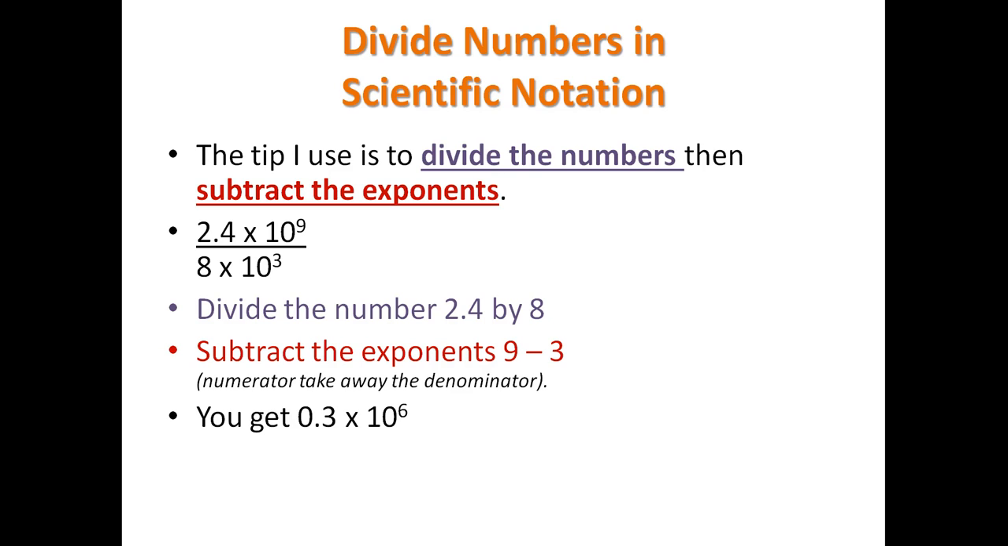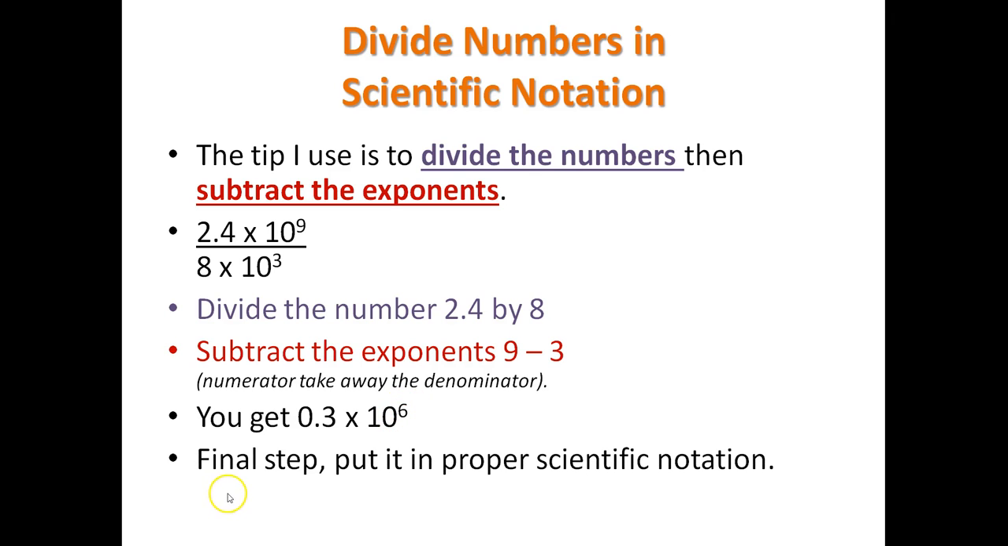Is that proper form? Say no. It's not. Proper form means 0.3 is not between 1 and 10. So I need to move my decimal 1 place over. And since this number is already less than 1, I need to make my exponent less. So hopefully you get 3 times 10 to the 5th. Ding! Practice problems. Here we come.